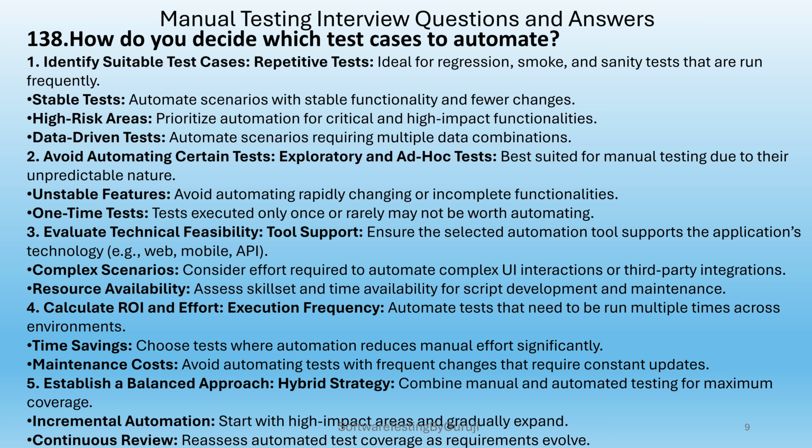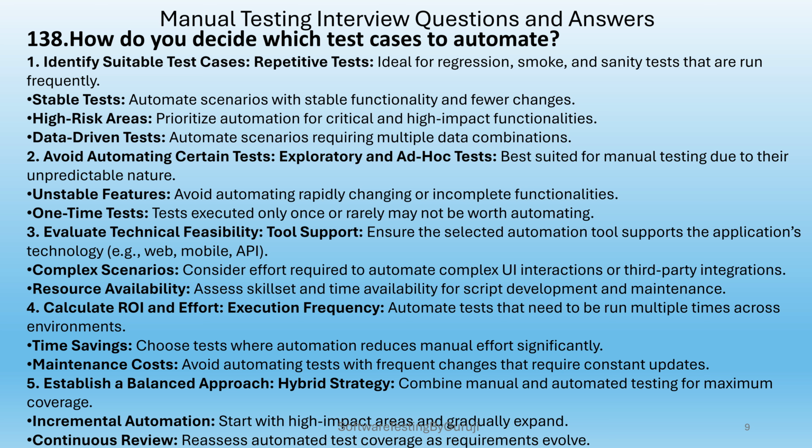Second, avoid automating certain tests. Exploratory and ad hoc tests are best suited for manual testing due to their unpredictable nature. Unstable features: avoid automating rapidly changing or incomplete functionalities. One-time tests executed only once or rarely may not be worth automating.